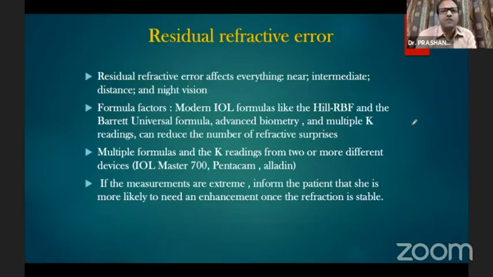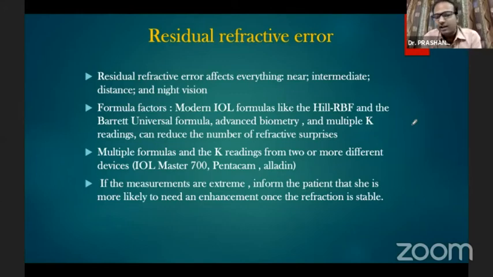So that was astigmatism. Now next we'll be dealing with refractive error. Even the slightest amount of refractive error will hamper near, intermediate, and distance vision. Nowadays, with the advent of newer formulas like Hill RBF and Barrett, advanced biometry like IOL Master, and Pentacam, the chances of refractive surprise are very low. Even then, we have to take at least 2 K readings from 2 different machines. We have 3 different machines, so we can take readings from 2 of them and compare.